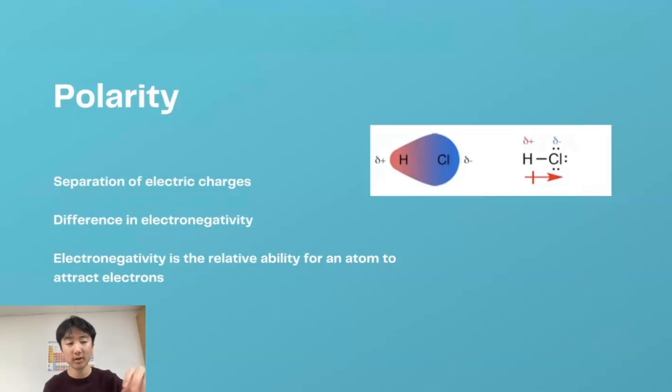Another example is magnesium and fluorine. Because magnesium is +2 magnesium, you need 6 more electrons to become more stable. But fluorine, you only need 1 electron to become more stable, which means that fluorine is a lot more electronegative than magnesium, right? Which causes the polarity.